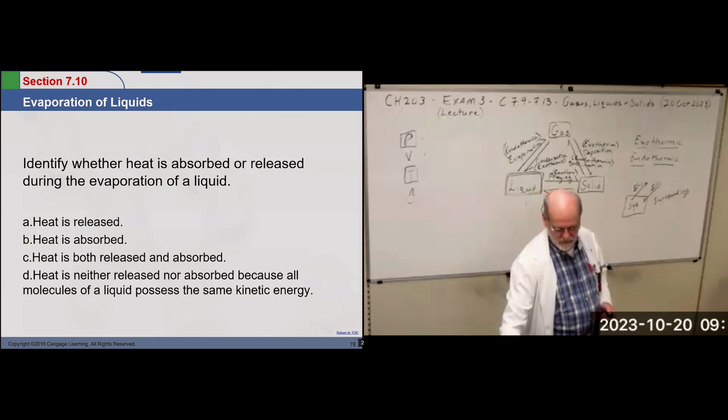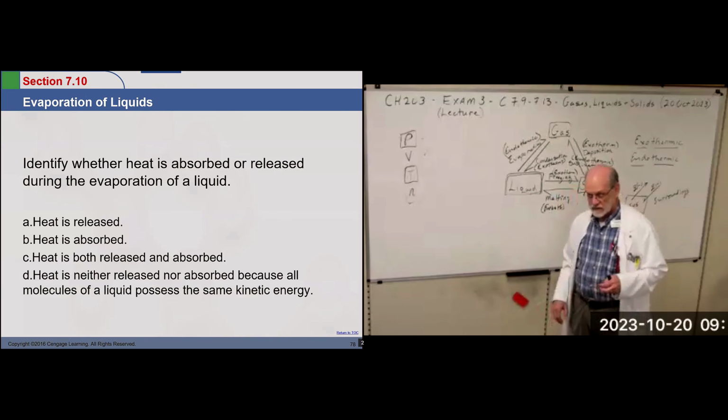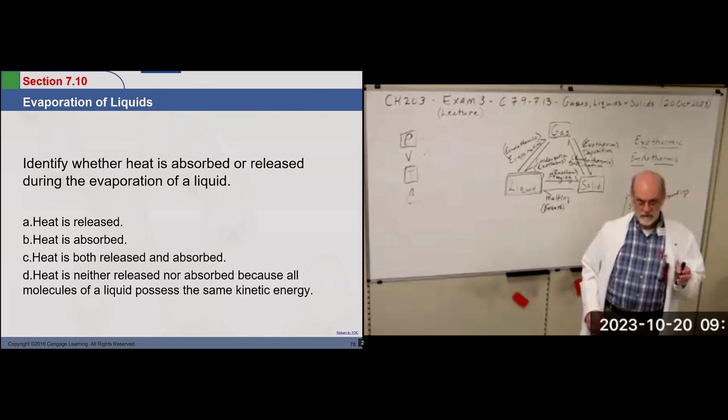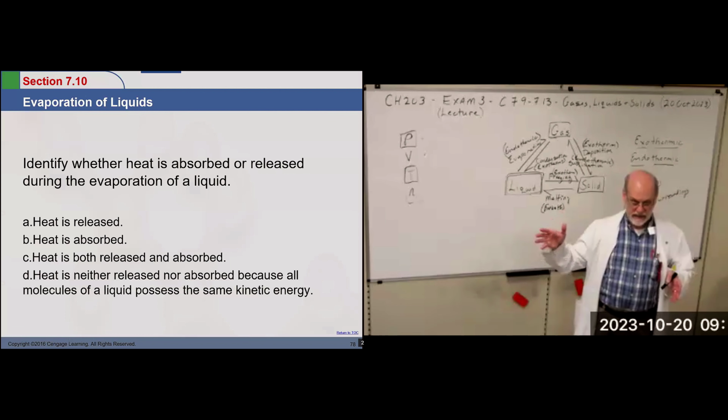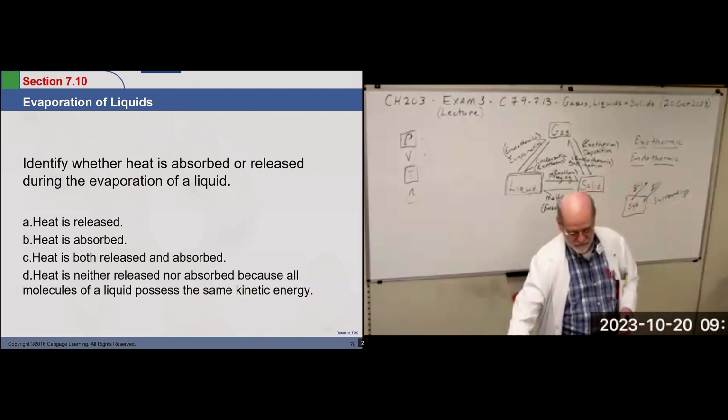Okay. Oops, I gave you the answer already. Is heat absorbed or released during the evaporation of a liquid? Okay. If we got to go from liquid to gas, you got to add energy. So it's added energy. It's endothermic.